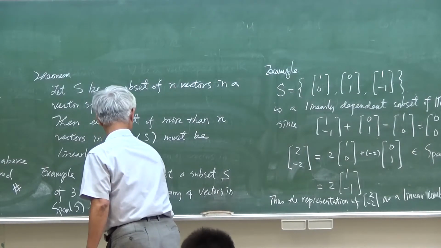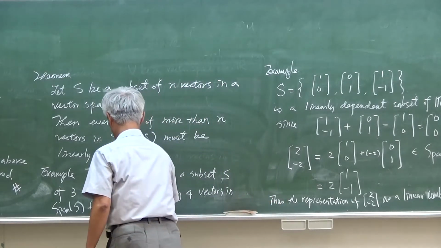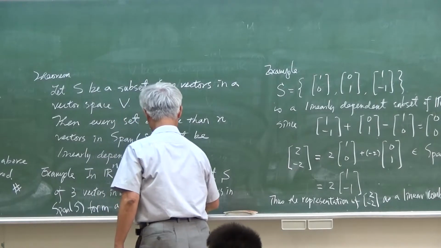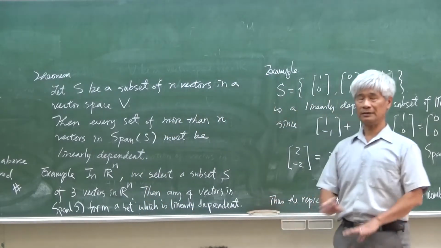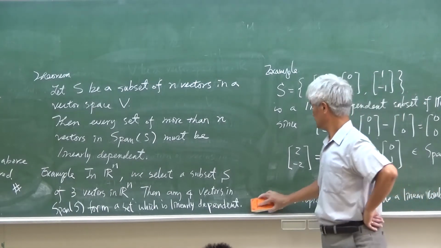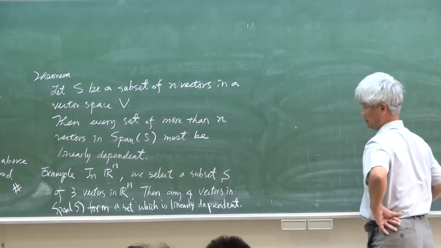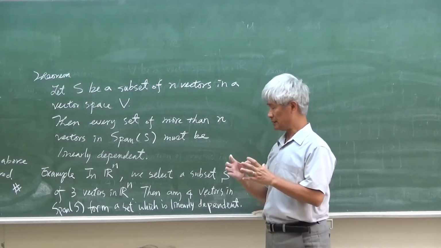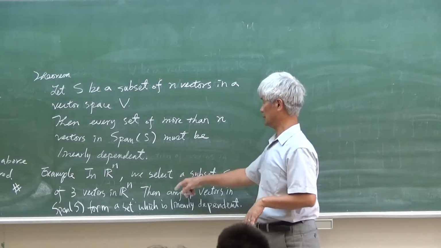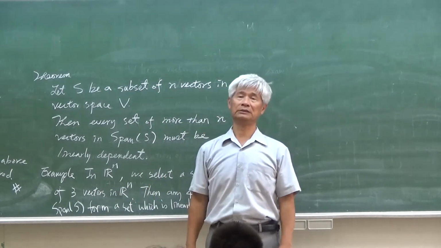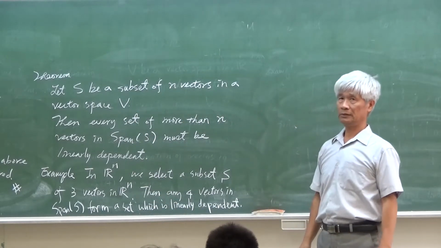Then any 4 vectors in the span form a set which is linearly dependent. So there are fairly no restrictions. If you want a set of 4 vectors to be linearly dependent, then you just select 3, form the span, and from the span of the set of 3 vectors, you find 4. Then these 4 vectors will form a set which is linearly dependent. So that is the idea of the theorem. Any questions?